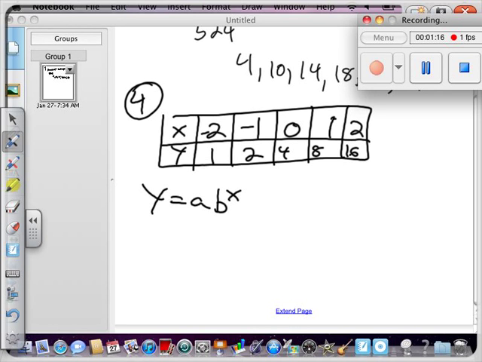Okay? So, what we're going to do is we're going to figure out what A and B are from this table. You guys have it the other way around. You have the equation, and you're making the table.